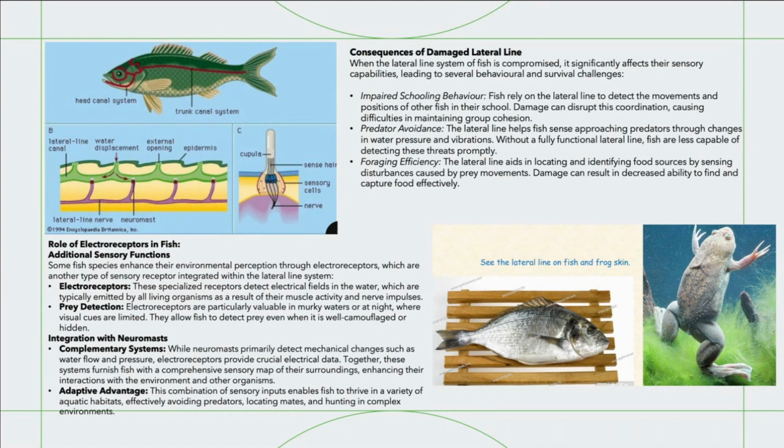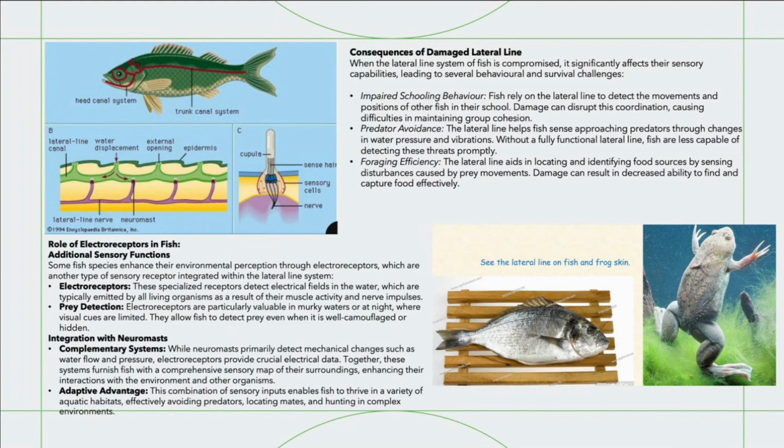Fishes rely on this lateral line to detect movements and positions of other fish which are in their school. Okay? Damage to this will cause issues with their coordination, and they won't be able to move as a group. The other thing is that the lateral line, as we said, will also let them know if there is a predator close to them. Now, if this lateral line is damaged, then they won't be able to feel that difference in water pressure, and they won't be able to feel any vibrations, meaning that their likelihood of survival decreases.